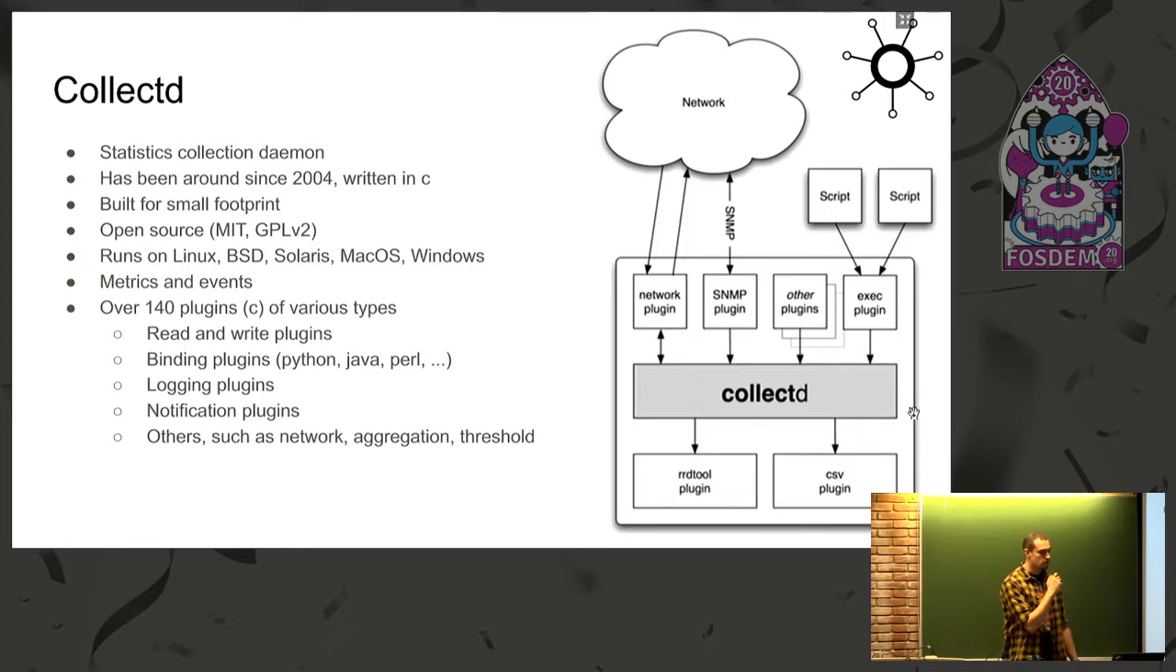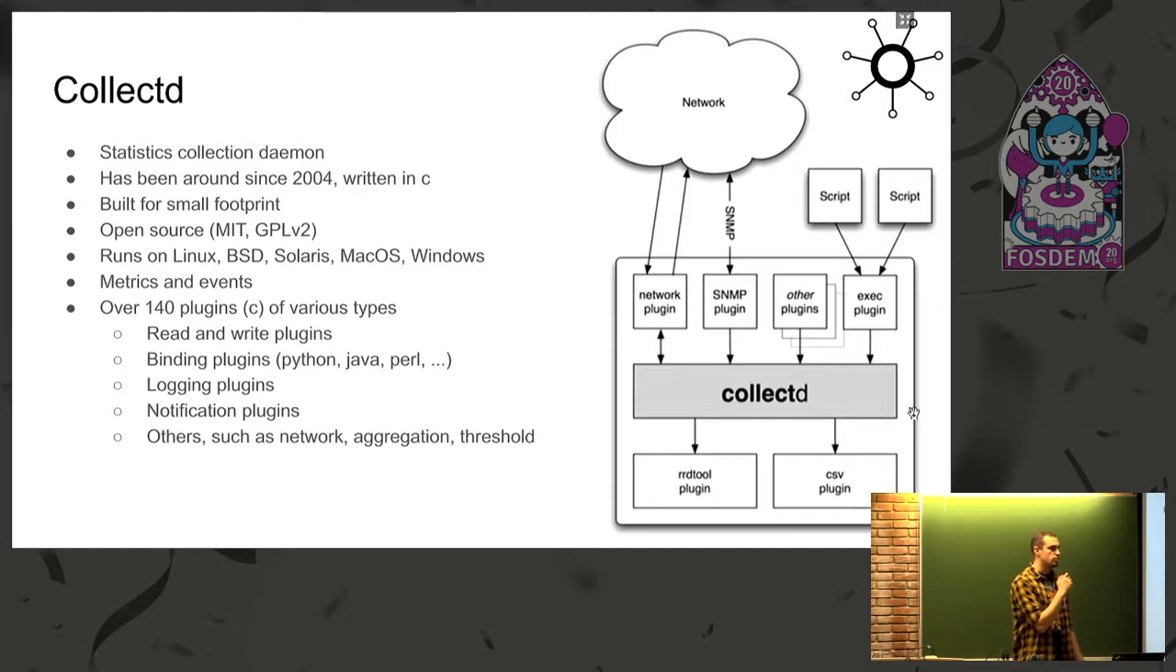It's open sourced, mostly MIT. Some older plugins are still GPL. As it doesn't have any dependencies, it is platform independent and runs on most of the available operating systems that are there. It provides you the ability to collect multiple metrics and events. Included in the CoSP repository, there are over 140 of them of various types.